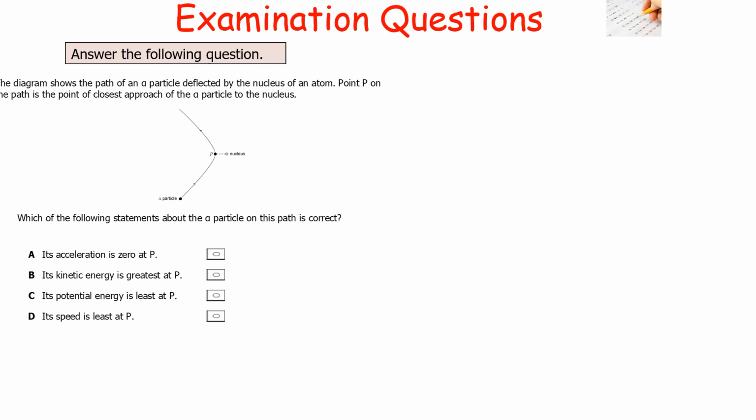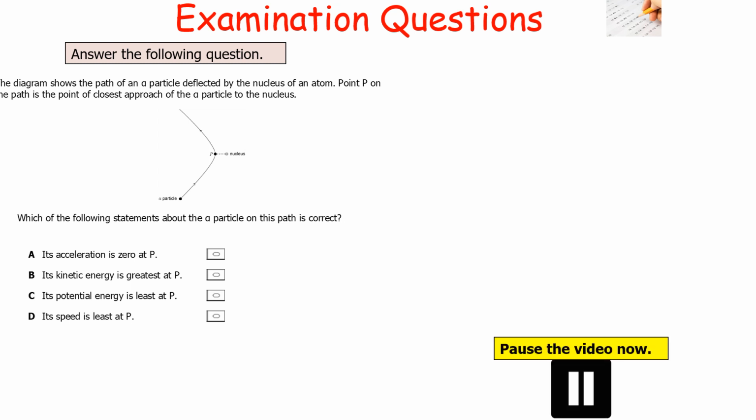Point P on the path is the point of closest approach of the alpha particle to the nucleus. Which of the following statements about the alpha particle on this path is correct? So pause the video now, then unpause the video when you want to go through your answer.